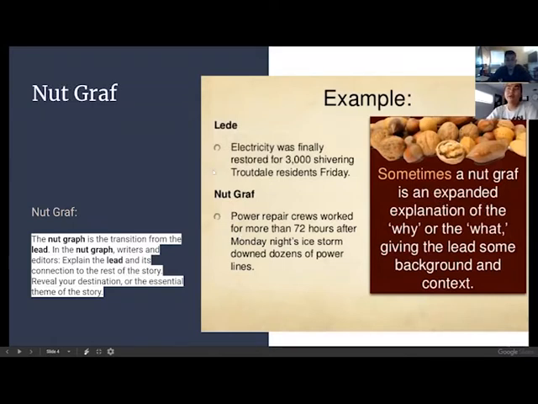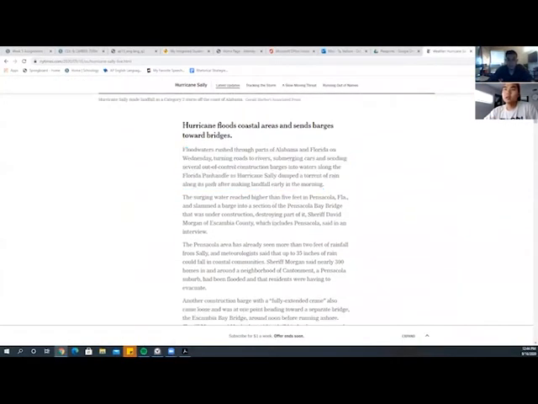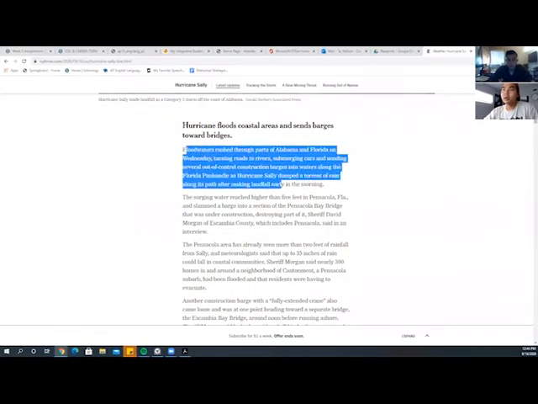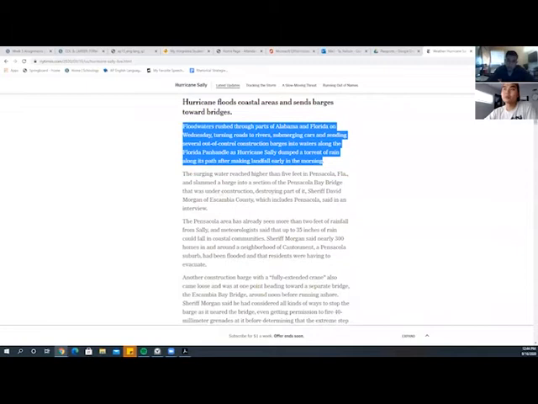We have the lead, we have the nut graph. So if we go back to our example, we have our lead right here, which is talking about Florida waters brushing through parts of Alabama and Florida on Wednesday, turning roads to rivers, submerging cars, and sending several out-of-control construction barges into waters along the Florida Panhandle as Hurricane Sally dumped a torrent of rain along its path. So this is our lead. We understand what the gist of the article is about.